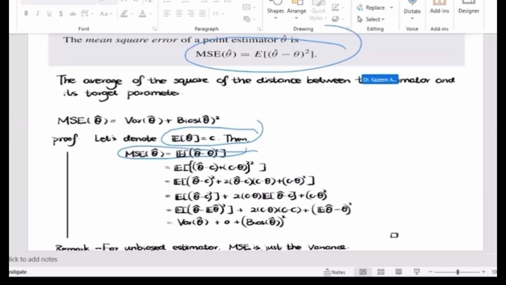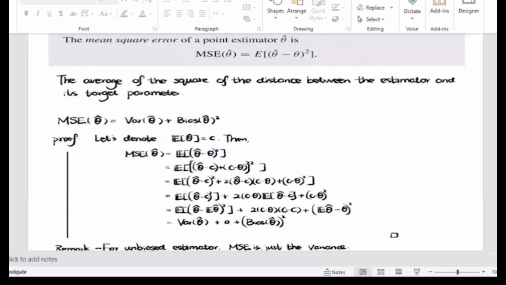I told you the other time. The definition of a mean square error is the mean of the square difference, the square distance between an estimator and the true value of a parameter. You can see right here: estimator, theta cap, minus theta. Theta cap is the estimator, and theta is the true value of the parameter.